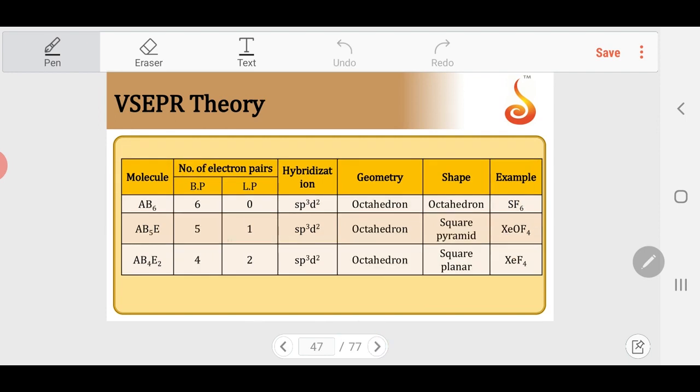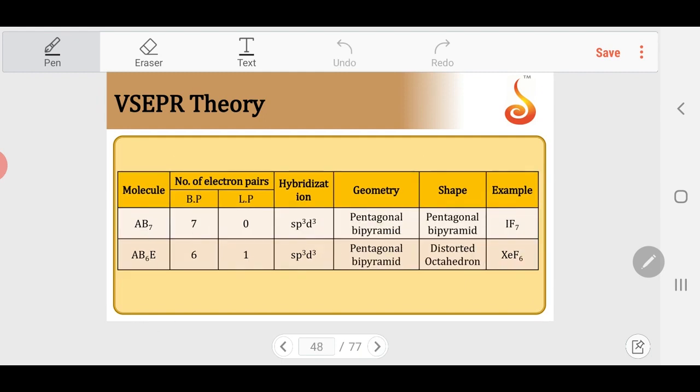If it is AB6, you can say 6 bond pairs and 0 lone pairs, or 5 and 1, or 4 and 2. In all the 3 cases, sp3d2 is the hybridization and the geometry is octahedral. If there are no lone pairs, the shape is also octahedral. If there is one lone pair, it becomes square pyramidal. If there are 2 lone pairs, it becomes square planar. So examples are SF6 for 0 lone pairs, XeOF4 for square pyramidal, and XeF4 for square planar.